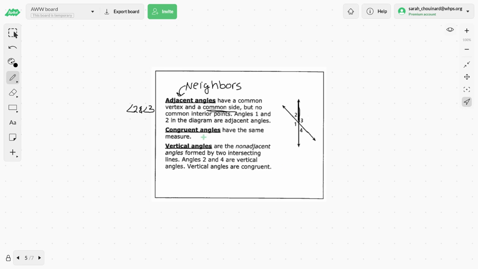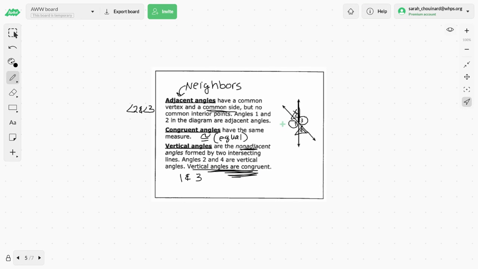Congruent angles, we actually already know that from our first unit. That's this symbol. It's when they are equal. So another word for congruent is equal. Now, vertical angles are what we just saw on the other page, where 1 and 3 were vertical angles because they're across from each other. They're non-adjacent. So they're like diagonally across from each other, diagonal neighbors. So they don't share a wall. They're across the street. And then 2 and 4 would also be vertical. And so vertical angles are always congruent.